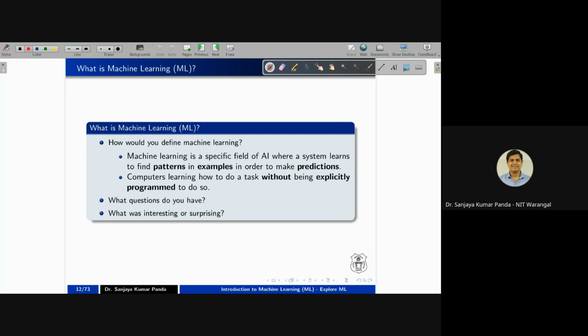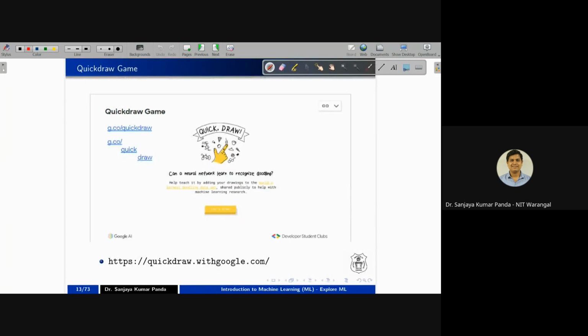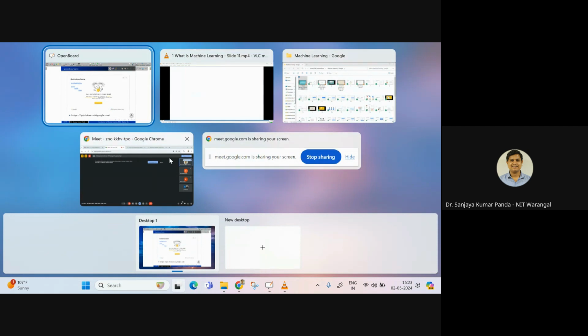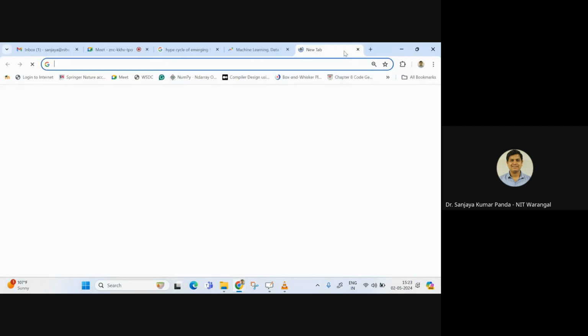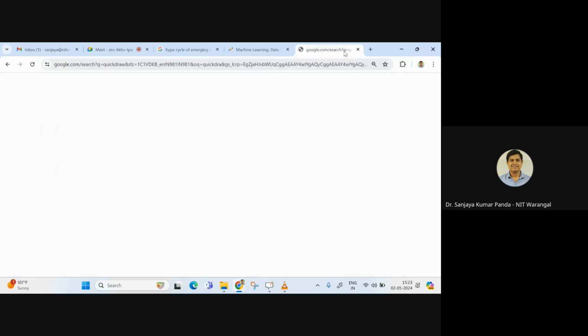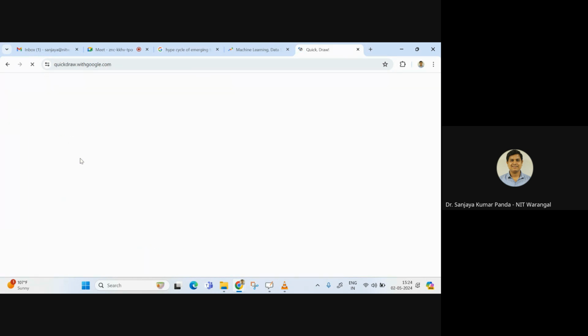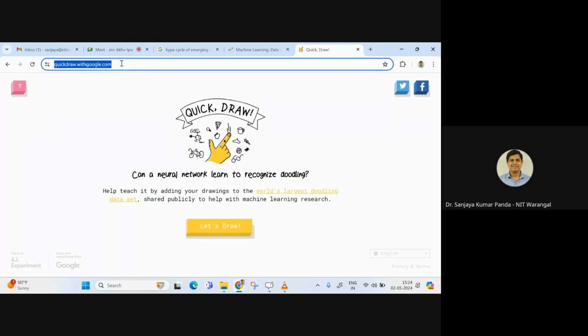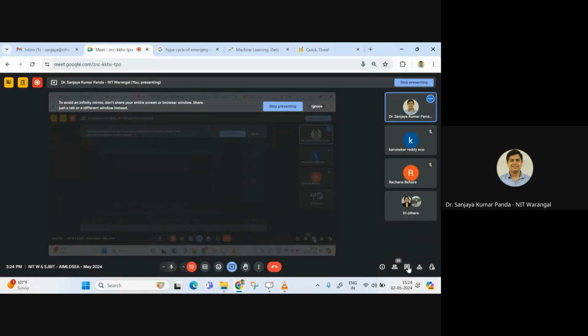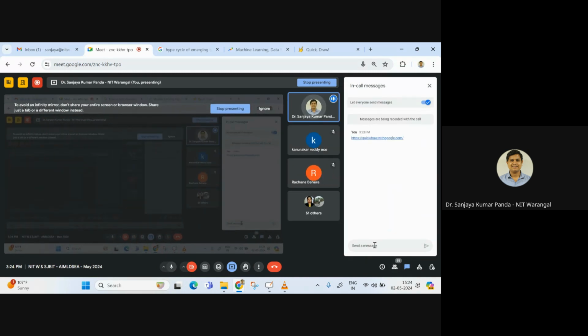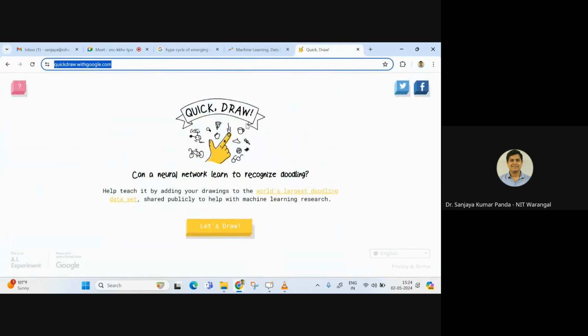So let us start with one of the simplest examples. You can search Google for the Quick Draw game. You can use this particular link, or type in Google Quick Draw. So let me go to Google and show you this. Quick Draw. All of you type it in your browser. If you have a mobile also, you can type Quick Draw. Let me otherwise paste this link. The site is quickdraw.withgoogle.com. You can type whatever I have said in the chat box.